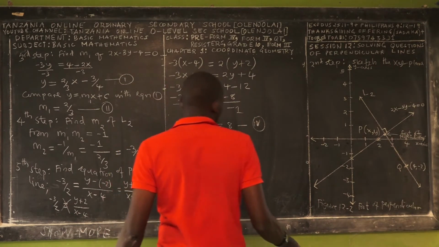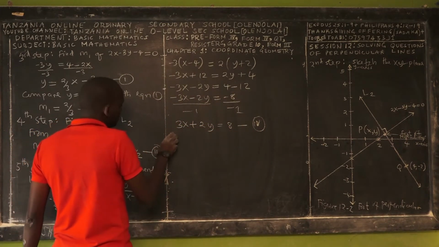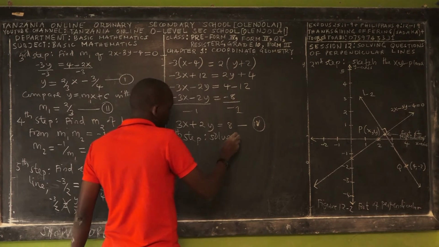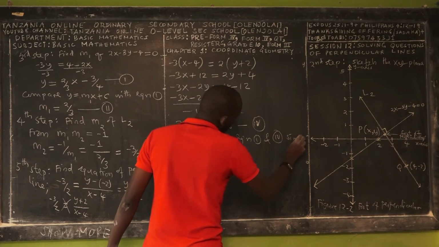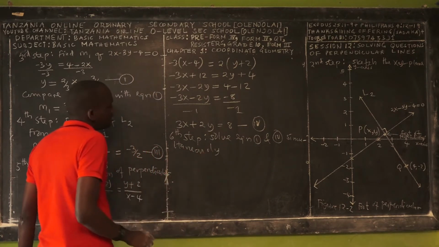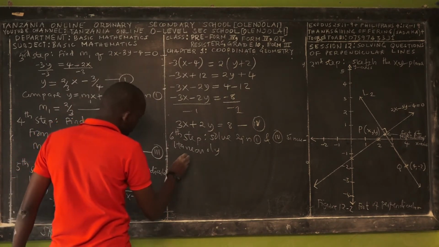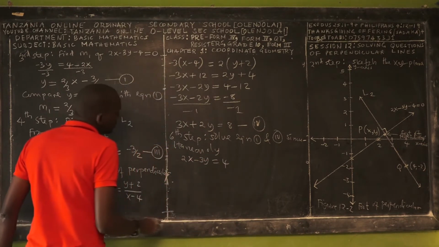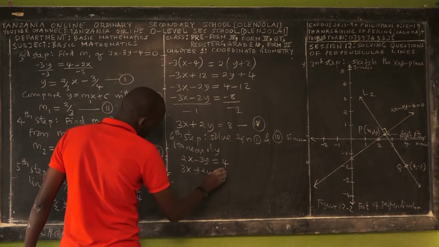So now this is the equation of the line L2, the perpendicular line. So the sixth step, we say that solve equation 1 and equation 4 simultaneously. Okay, so solve them simultaneously. So you have equation 1, which is 2x minus 3y is equal to 4, and we have 3x plus 2y is equal to 8.